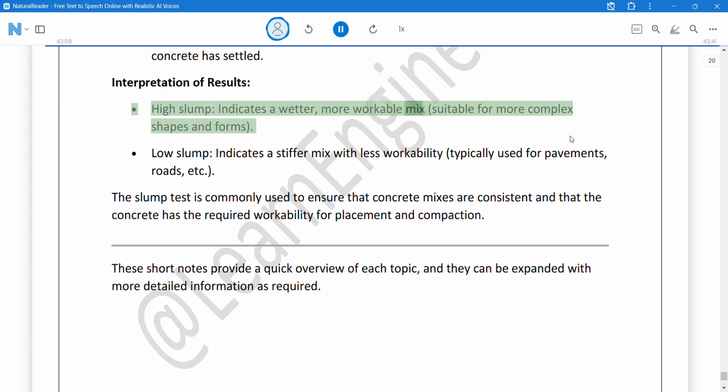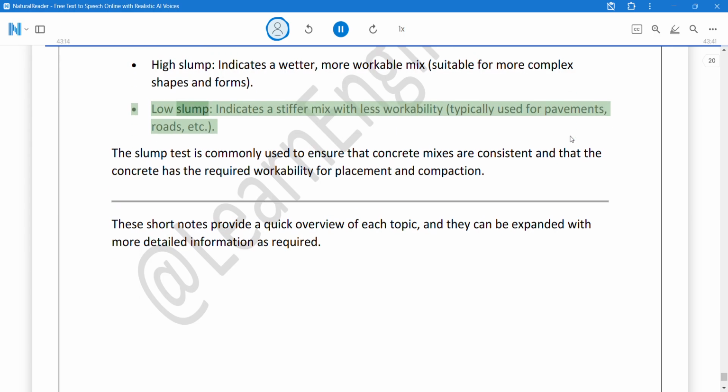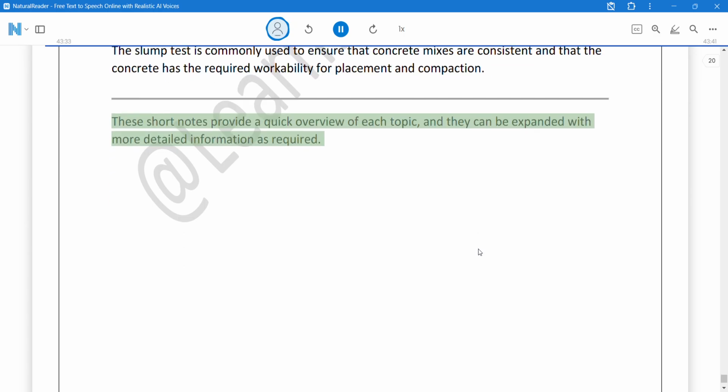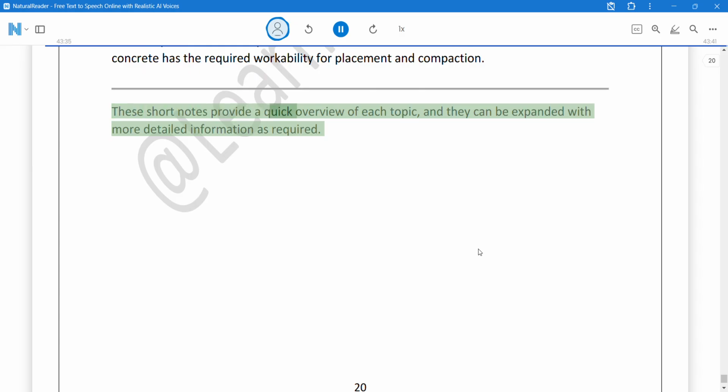Interpretation of results. High slump indicates a wetter, more workable mix. Low slump indicates a stiffer mix with less workability. The slump test is commonly used to ensure that concrete mixes are consistent and that the concrete has the required workability for placement and compaction.